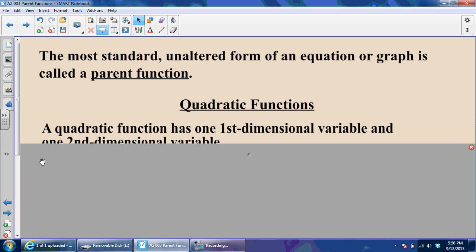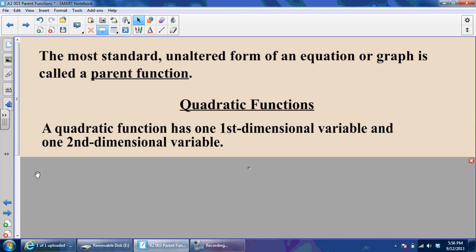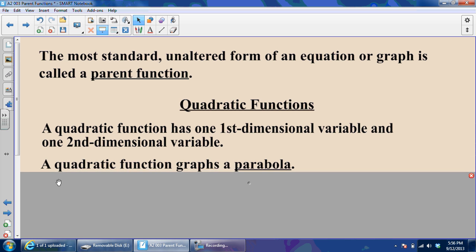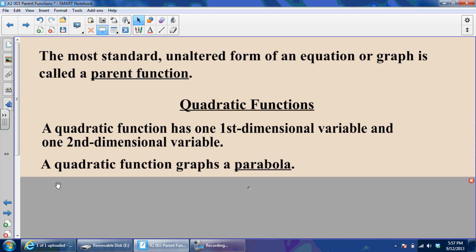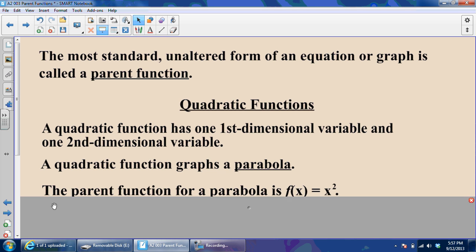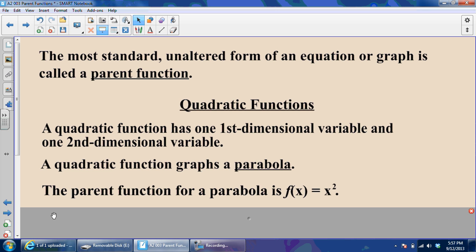The first one we're going to look at is the quadratic, and we've talked about the quadratic already this year. You should have had it in Algebra 1 as well. And the quadratic function is when you have one variable in the first dimension and the other variable in the second dimension. Probably already familiar with the fact that a quadratic function does graph a parabola. And the parent function for a parabola is going to read simply y equals x squared. Okay, in functional notation, it will say f of x equals x squared. But there's your parent function for the parabola.